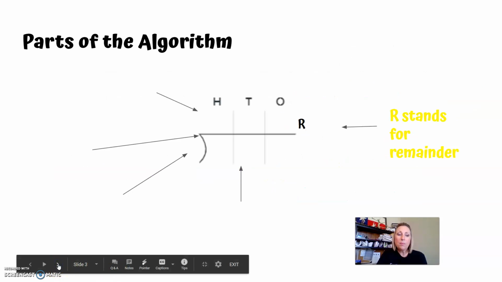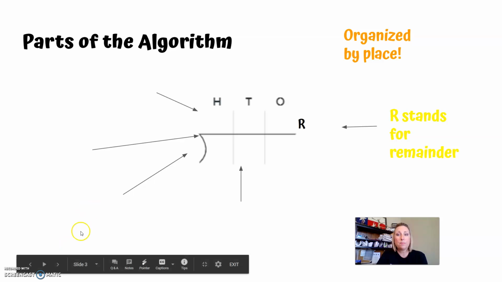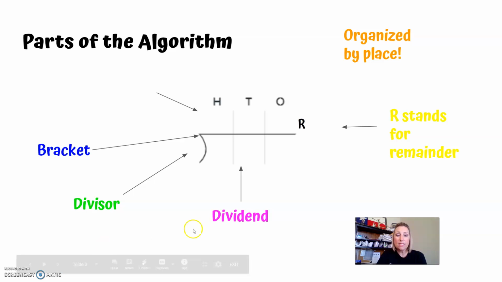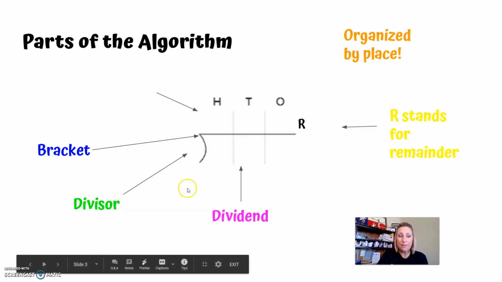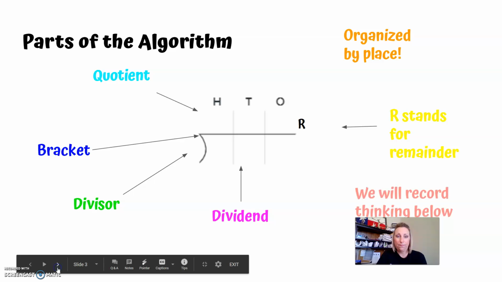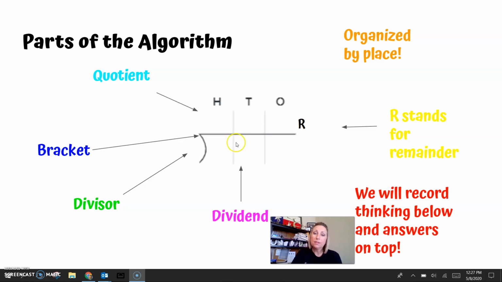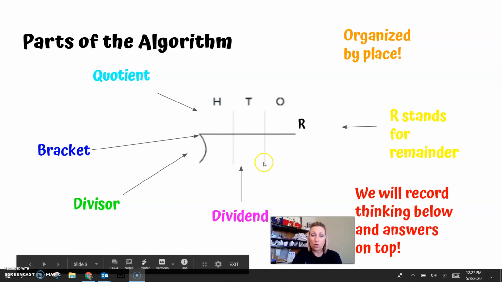Okay, so remember the parts of an algorithm, and the R right here stands for remainders. First things first, we always organize our division problems by place, our hundreds, tens, and ones. We have our bracket, we have our divisor that goes outside of the bracket, our dividend, this is the whole number that we're dividing up, and we have our quotient, which is the answer. We will record our thinking on the top up here and do all our work down here.